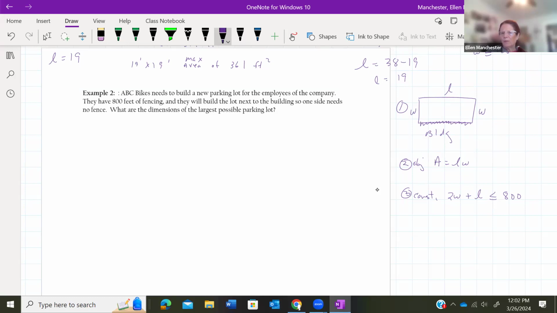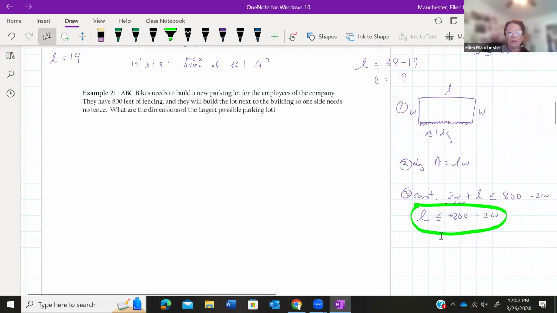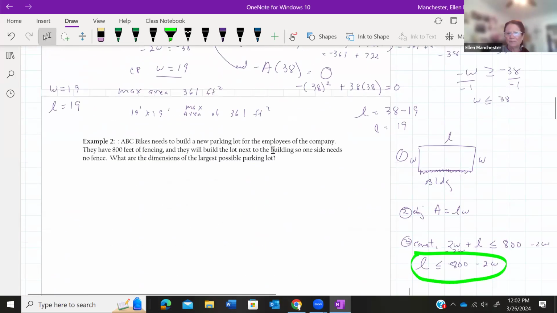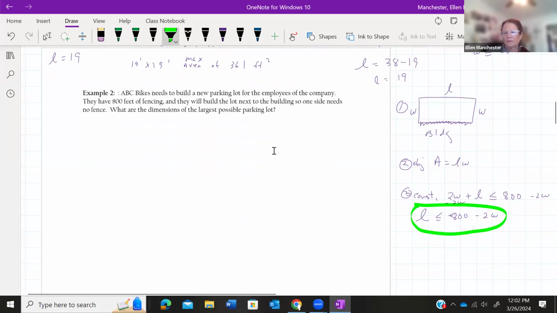Okay, so now I'm going to solve for one variable, which makes it easy because the L is already by itself. So I'm just going to move this 2W over. Okay, so here is my constraint.